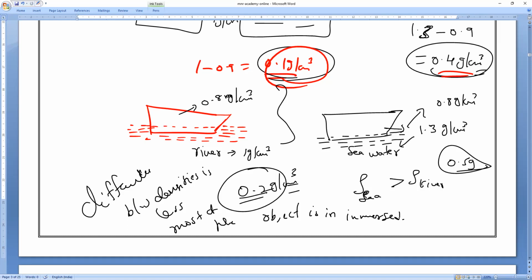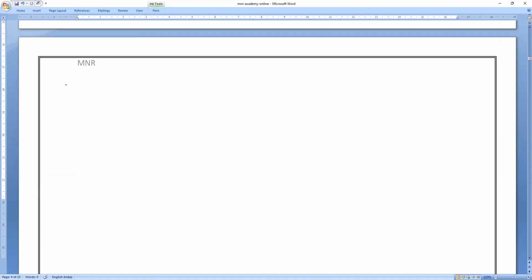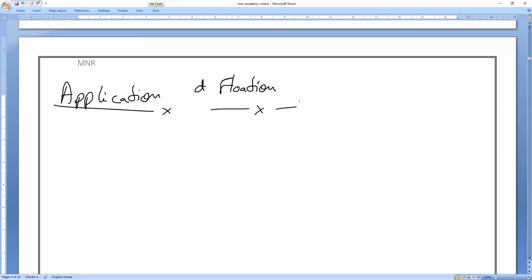So now, applications of flotation. We have many applications. You might already have studied the applications of Archimedes' principle; it is the same thing. The first application is flotation of a ship. How you are able to make ships, submarines, cruise ships, everything is based on flotation of ships. Do you understand, everybody?